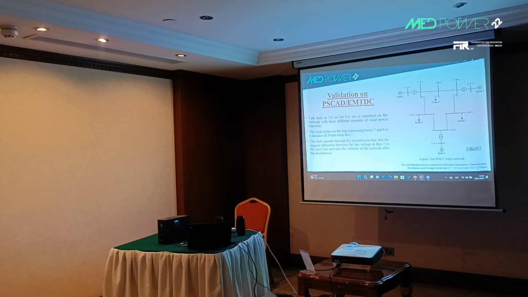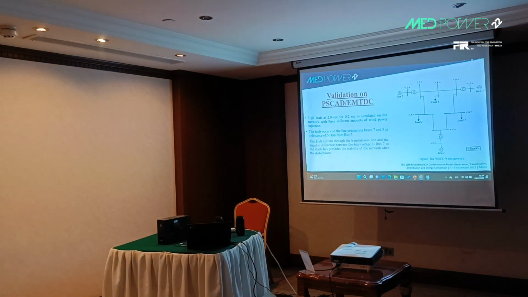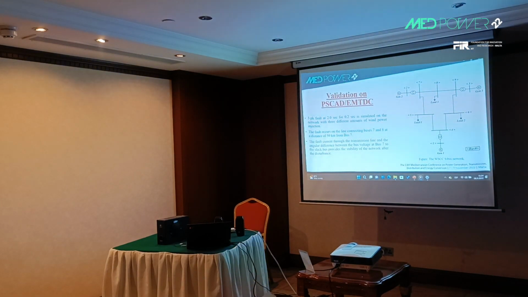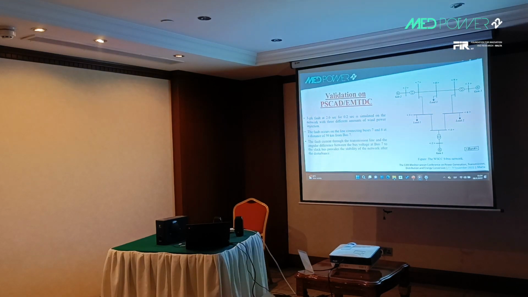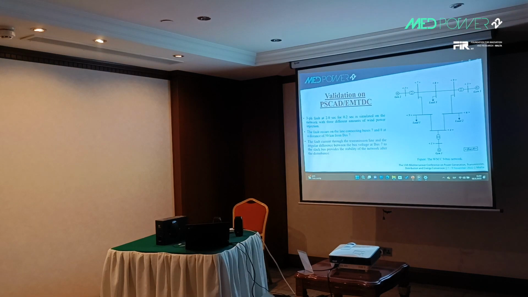The results are validated on PSCAD EMTDC, where a 3-phase fault at 2 seconds for 0.2 seconds is simulated on the network with 3 different amounts of wind power injection. The network is similar to the previous network, which is the WSCC 9-bus network. The fault occurs on the line connecting buses 7 and 8 at a distance of 50 km from bus 7. To check the stability of the network, the fault current through the transmission line and the angular difference between the bus voltage at bus 7 and the slack bus is used.